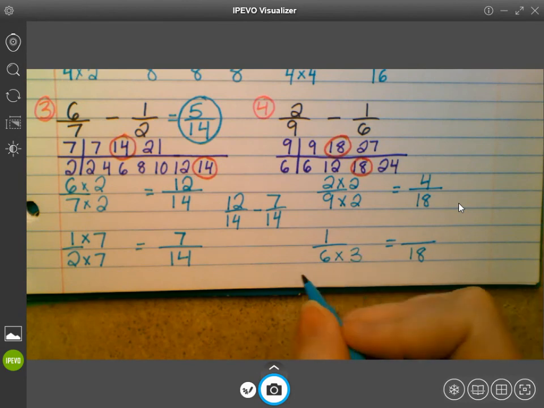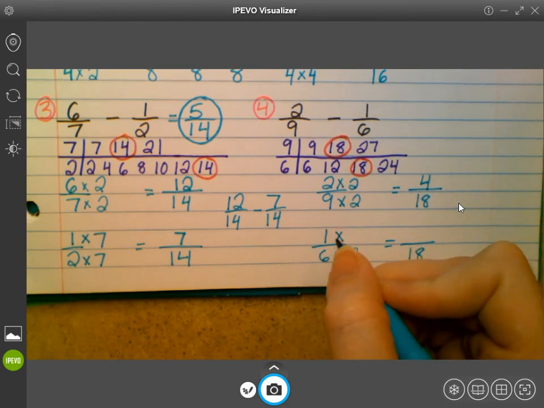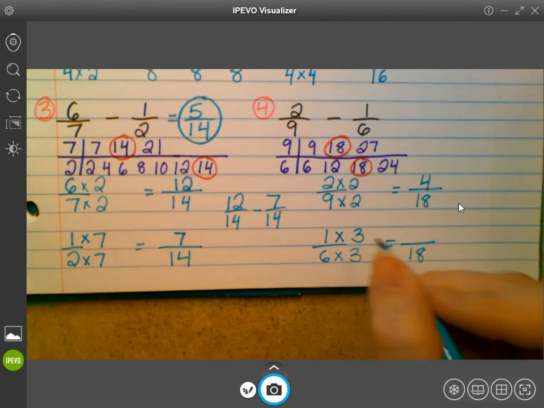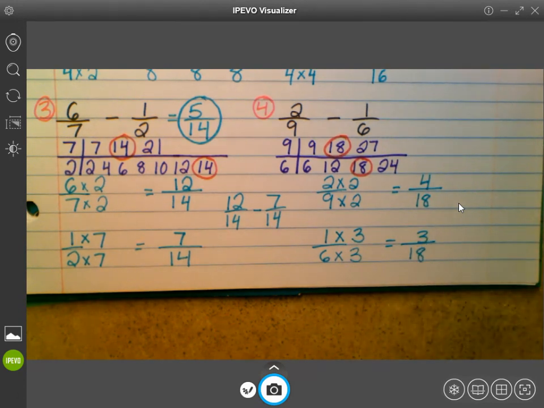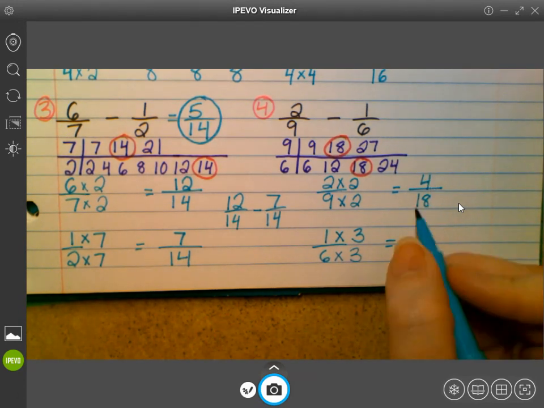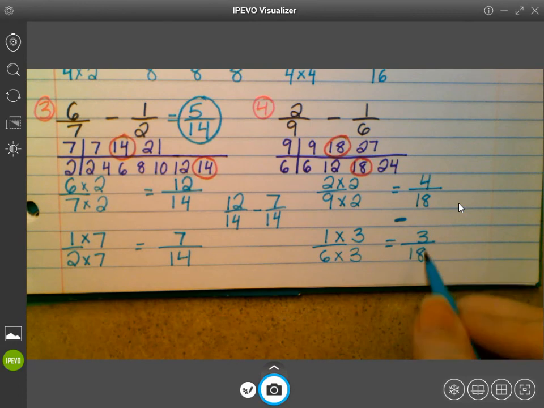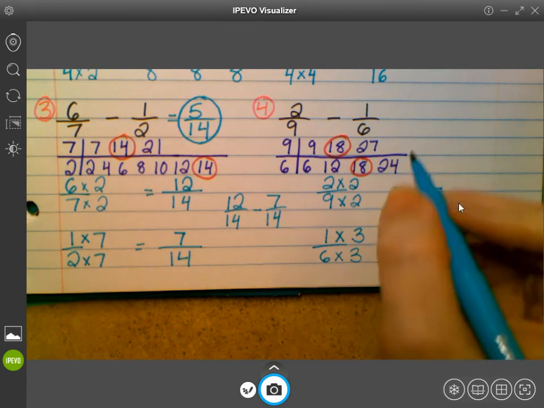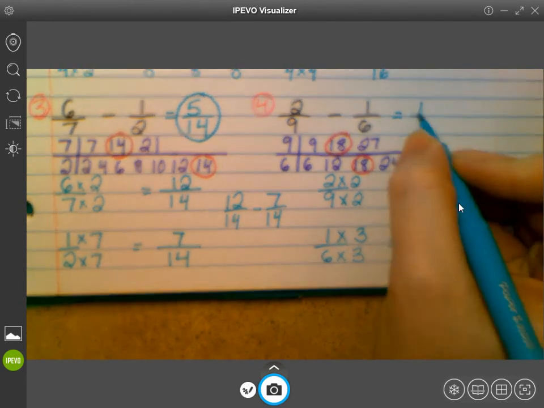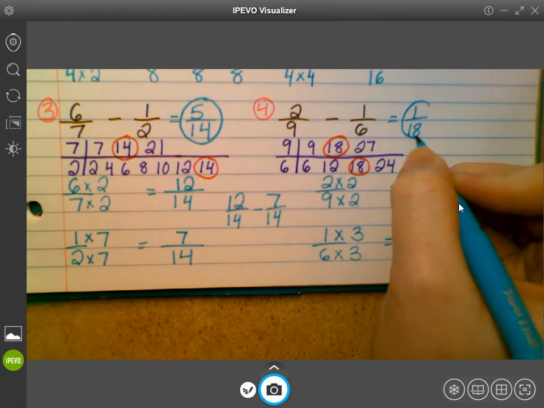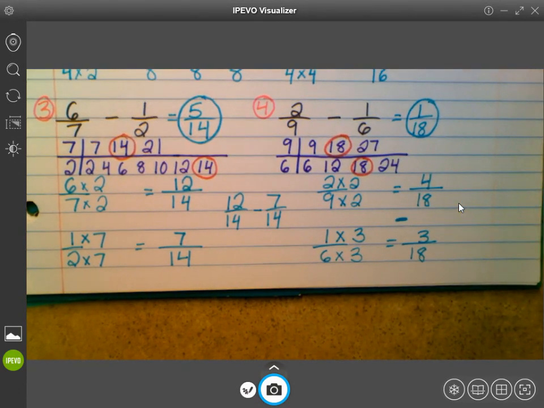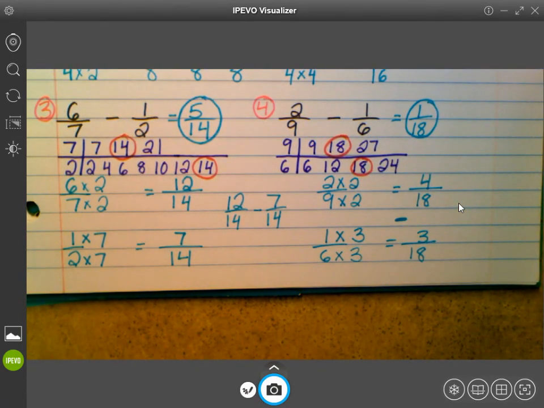Then from 1/6, 6 times 3 gets me 18. So I need to multiply the numerator by the same number. 1 times 3 equals 3. So now 5th grade, I have 4/18 minus 3/18. What is 4/18 minus 3/18? Jack? 1/18. How many of you got 1/18 as your answer? Awesome. Are we feeling pretty good about this, 5th grade?